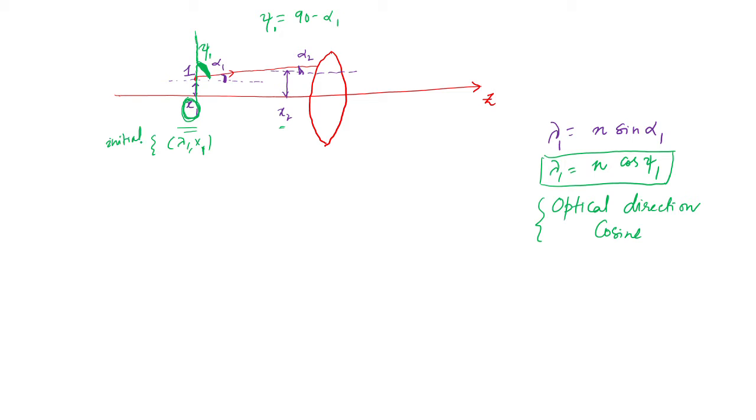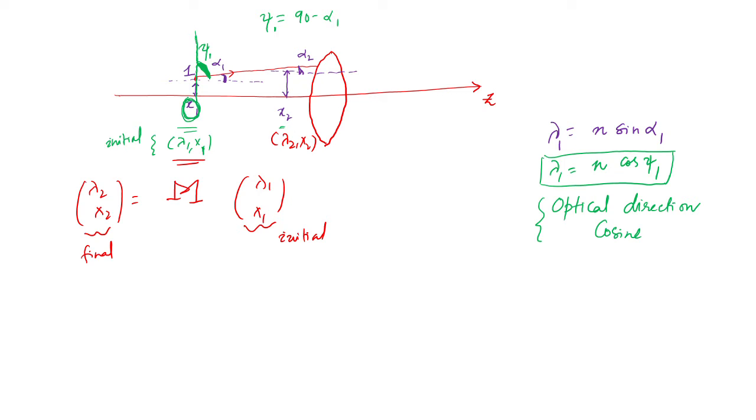initial state, right? And what I would like to do is come up with a matrix so that I can operate that matrix on lambda 1 x1 to get the coordinates at another point, say lambda 2 x2. So my goal is to derive this lambda 2 x2 given the initial lambda 1 x1. This is the initial state, and this is the final state. So I want to develop some matrix here so that when I multiply lambda 1 x1 with that matrix, I get lambda 2 x2.